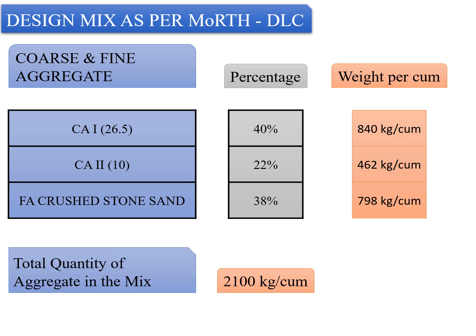So the total quantity of aggregate plays a major role. Total quantity of aggregate is calculated based on the aggregate cement ratio, and then based on the total quantity of aggregate, the different proportions of aggregate are calculated in the mixes.